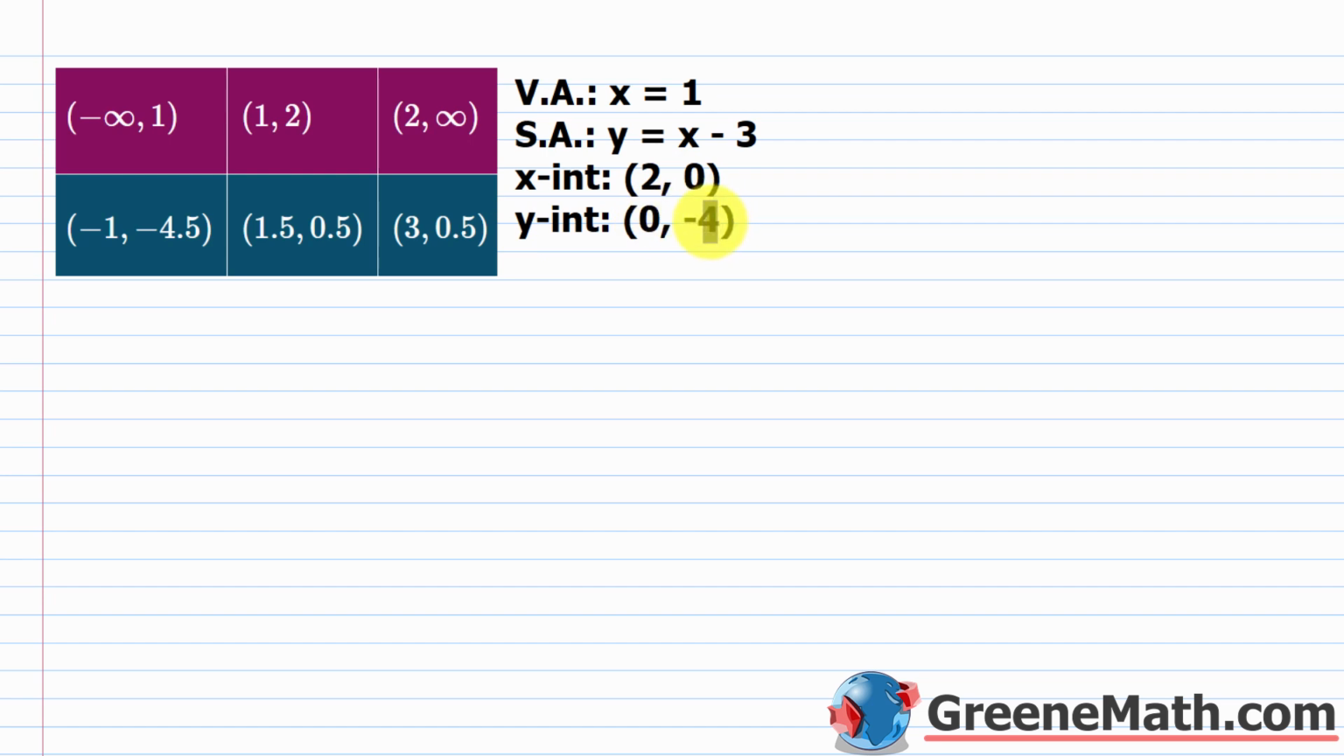I have split the number line up into some intervals. Again, anything less than 1, between 1 and 2, and then anything greater than 2. And I have some points. So negative 1, negative 4.5; 1.5, 0.5; and then 3, 0.5. So I'm going to plot these in a moment.